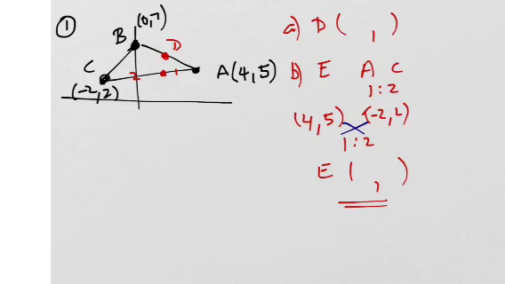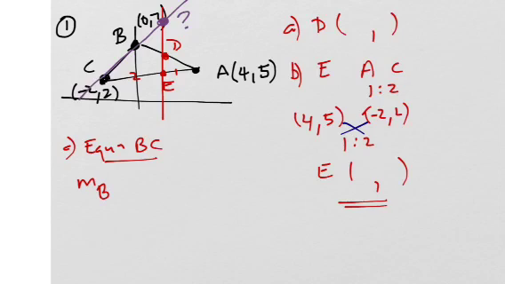Now for part C, it gets a bit more complicated. Part C is where you've got to find where the line DE, so that's this line here, the red one, and line BC, this one here, intersect. So we need to find the coordinates of that point up there. So first thing we're going to have to do for part C is work out the equation of BC.